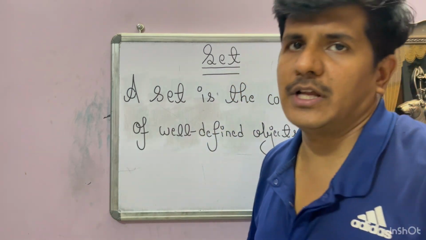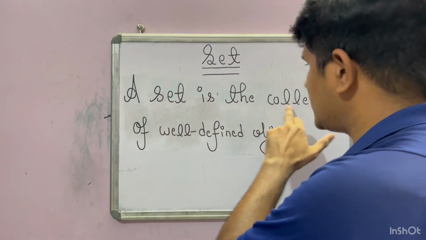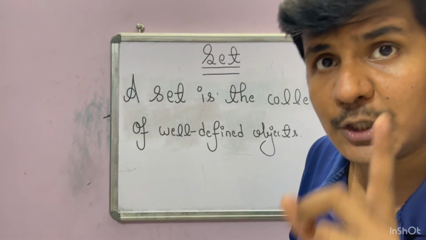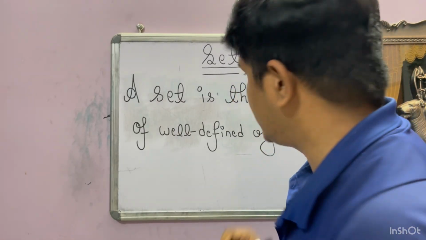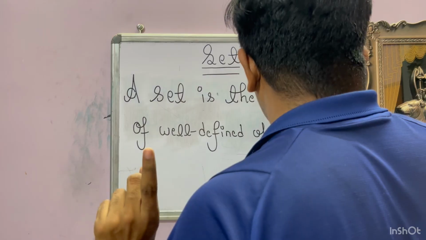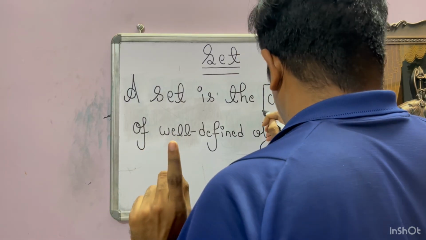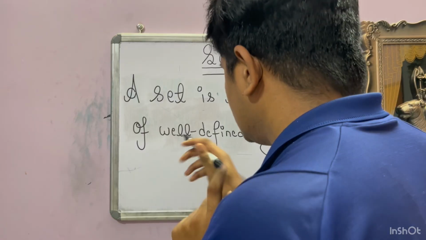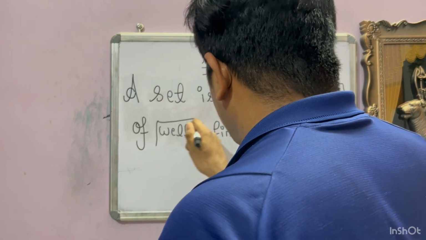Now let's come to the definition. A set is the collection of well-defined objects. Here let me mark the two keywords that are quite important. Collection: first of all, there should be a collection, a collection of things. And second is well-defined.